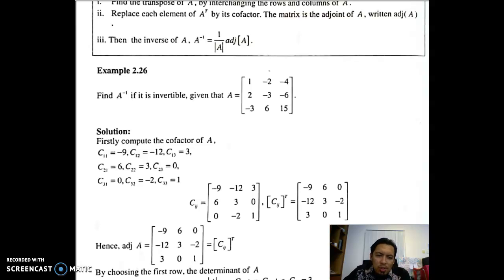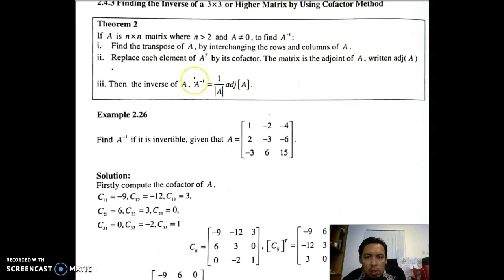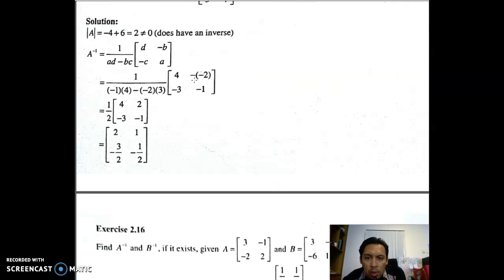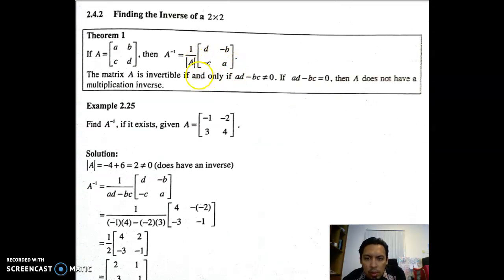Okay guys, let's proceed to our next video, which is on inverse. We have learned previously that the way to inverse a 2 by 2 matrix is quite simple, which is by using 1 over determinant times this one, where we swap A and D, and negate B and C.